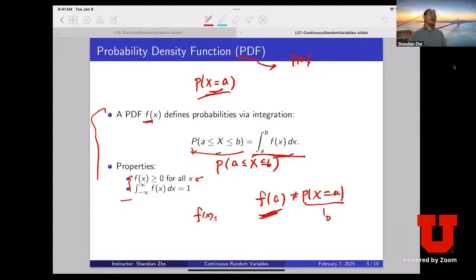It's more like this: when I say the probability of some event, say X less than B, it varies. This is the probability of an event, and it varies along with B. And this variation is continuous. Then if we take a differentiation, that is the PDF.